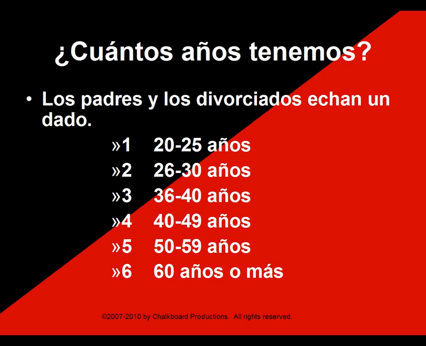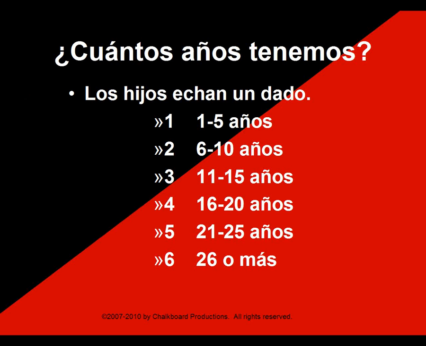Then the students roll to find out how old they are. The adults, the parents, the married people, and the divorced people will roll to find out how old they are. If, for instance, they roll a 1, they can choose any of the ages between 20 and 25. After the adults get their chance, the children get their chance to roll and find out how old they are.